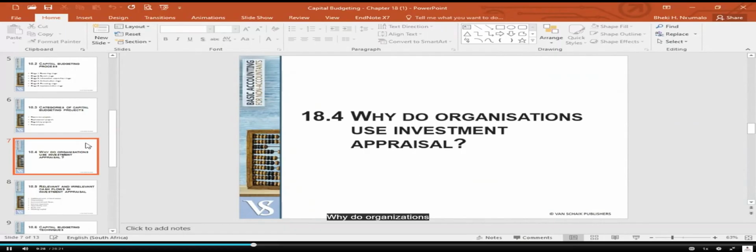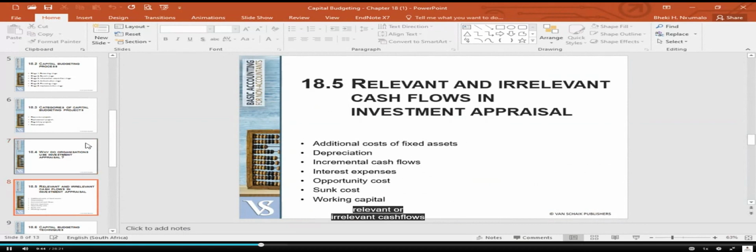So there are relevant or irrelevant cash flows in investment appraisal. So in other words, at the end of the day, we like to get the movement of cash flows. But there are items that are relevant, as well as items which are irrelevant when we look at the following. For example, the first one is additional cost of fixed assets. As I've mentioned, if you acquire an asset, there are costs which are involved. It's not only the purchasing price of an asset, but transportation, installation. So we need to consider those aspects as well. So that is additional cost.